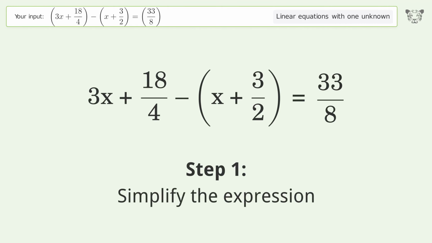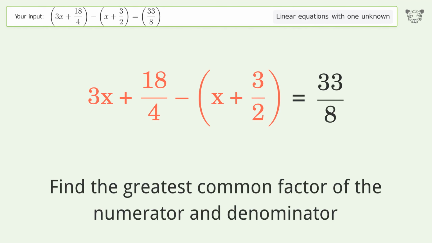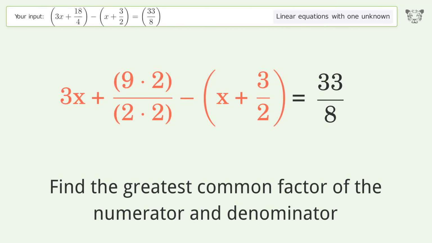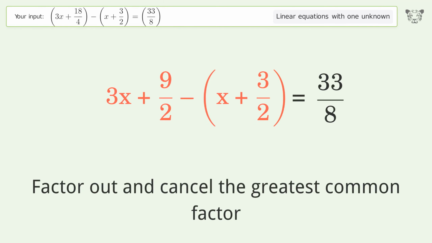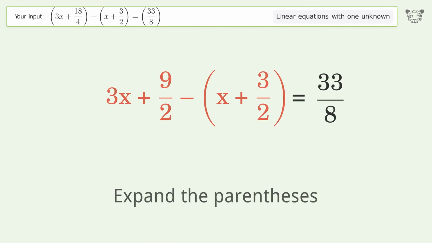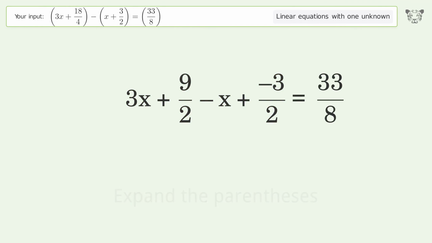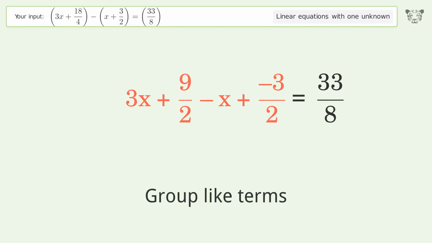Simplify the expression. Find the greatest common factor of the numerator and denominator. Factor out and cancel the greatest common factor. Expand the parentheses. Group like terms.